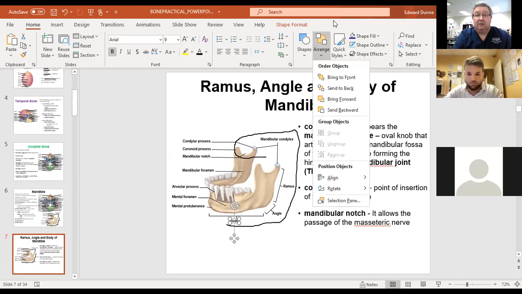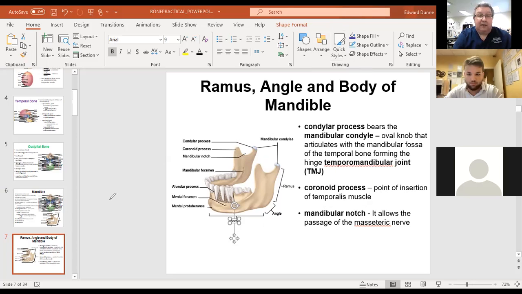There it is. All righty. The next set of bones is going to be the vertebra.